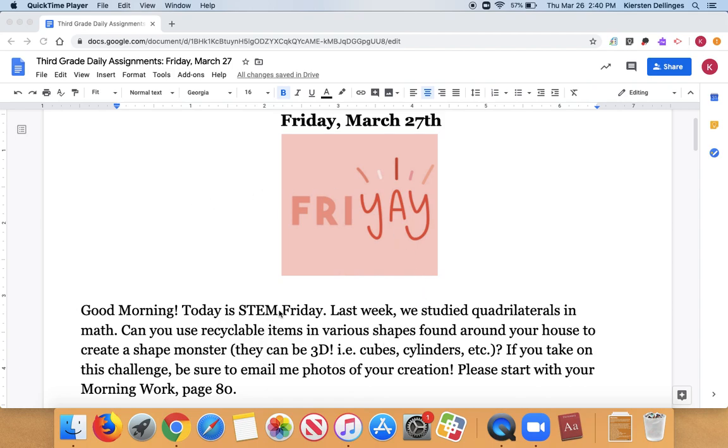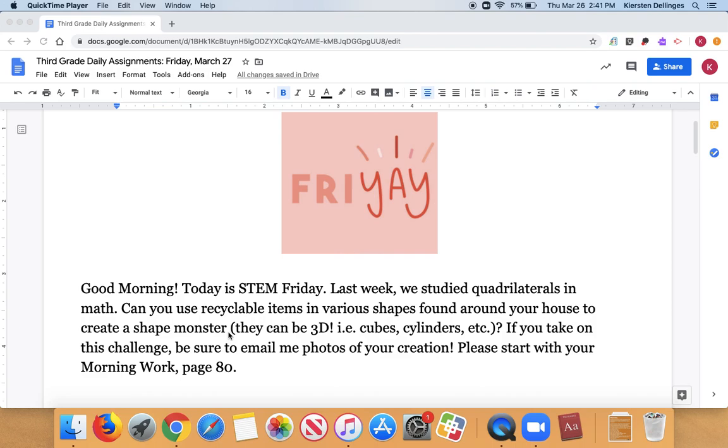So, if we take a look at our assignments in my little introduction, you know that we always do a STEM activity on Fridays. And I thought, why not connect that with the math that we've been studying? And you know that last week we were studying quadrilaterals. So I thought it would be fun to see if you could find some recyclable items in your house, some things that mom and dad were probably going to recycle or throw away, like toilet paper or paper towel cylinders, and find those things in different shapes, cubes, Amazon packages, just various things around the house that you can use to create a shape monster.